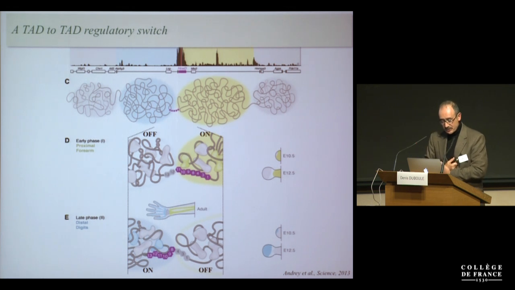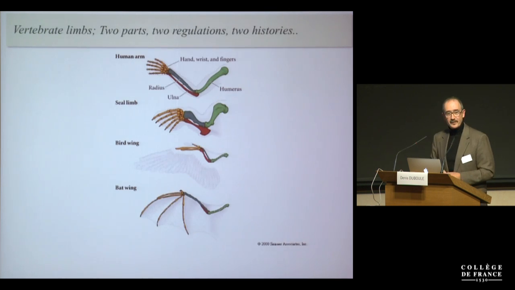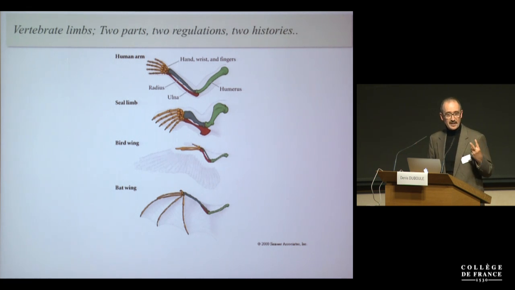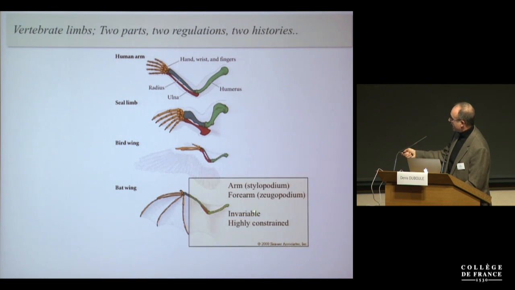Now, this is a complex system to have two global regulations to bring about this appendicular skeleton. However, for those of you interested in paleontology, it's been known for a very long time that the limbs in vertebrates, in tetrapods, are actually split into two large domains. There is one domain, a proximal domain, which is almost invariable, very highly constrained.